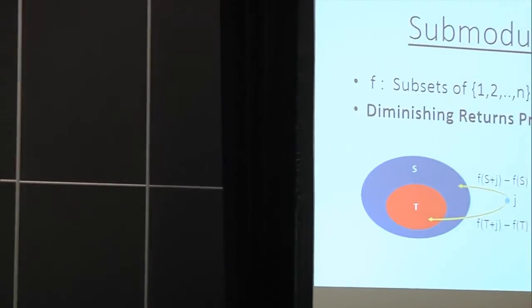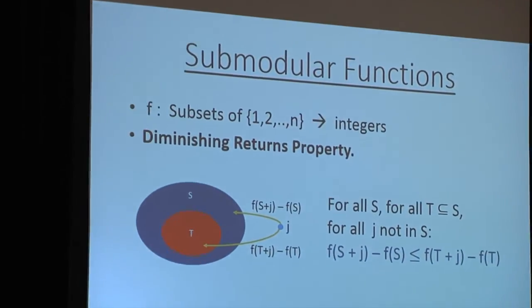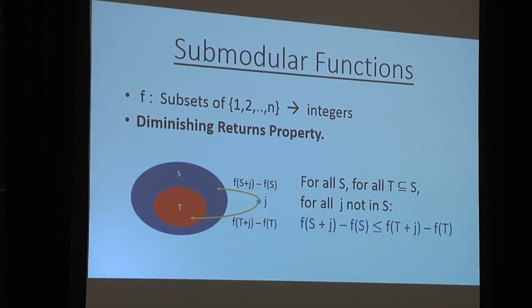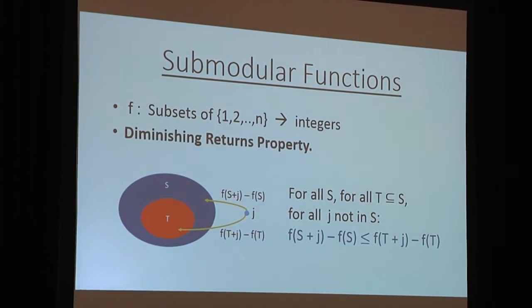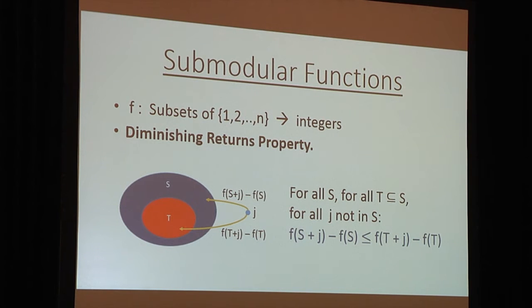So to begin with, what are submodular functions? Submodular functions are set functions which prescribe a value to every subset of an n-element universe. In this talk, I'm going to assume that these values are integers. What makes a function submodular is this diminishing returns property, which says that the marginal increase in the function value on adding an element j to a set S is smaller than the marginal increase in the function value on adding the same j to a subset T of S.